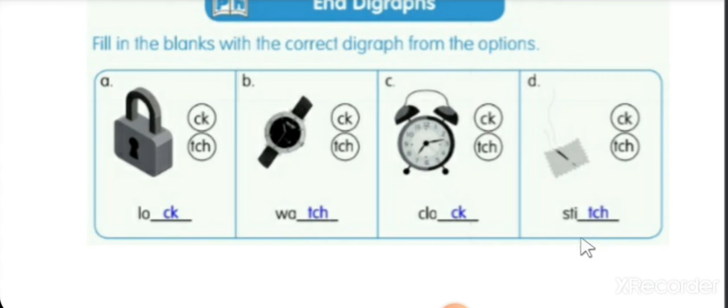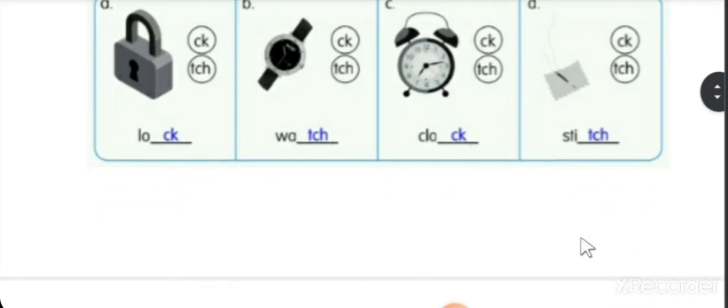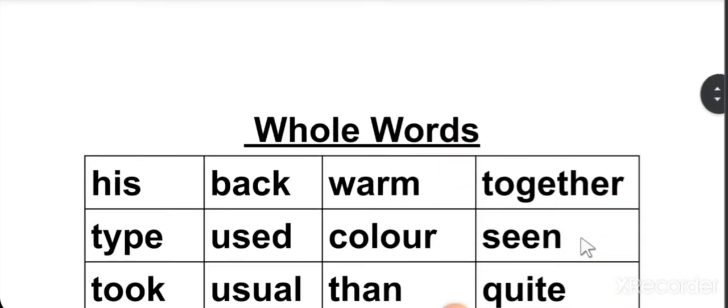Then stitch. With a needle we stitch something. So stitch sounds as ch at the end. So we will use the TCH digraph. Let's move towards our next section, the whole words section.